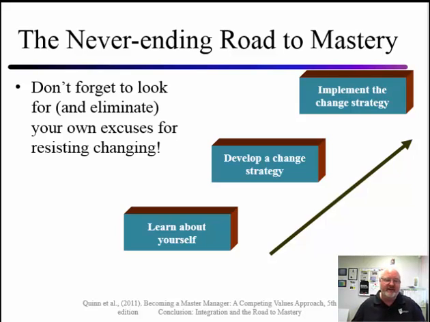It says, don't forget to look for and eliminate your own excuses for resisting change. So change is inbuilt into our systems in management. In a globalised world, change is the only thing that is certain. So you'll have to overcome your resistance to change if you have a high resistance to change, and establish that you might be working against the organisation even though you're trying to promote change.